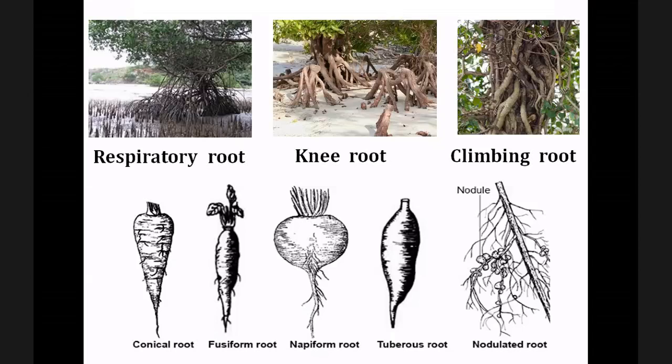Their function is also the exchange of gases. The ideal example of this knee root is found in the mangrove. It looks like a human knee, and that's why it is called a knee root.